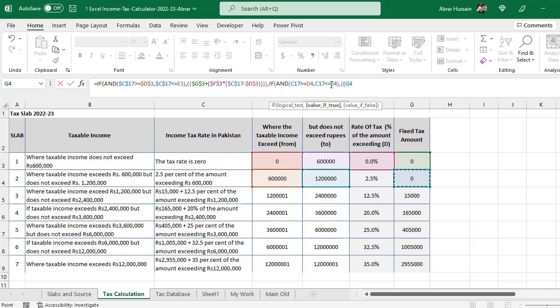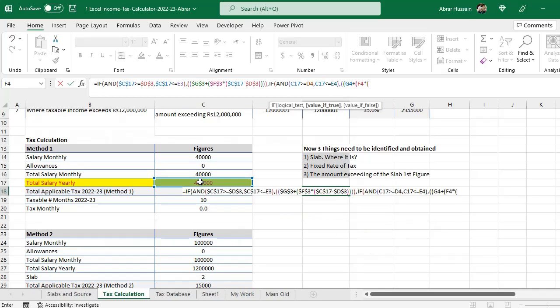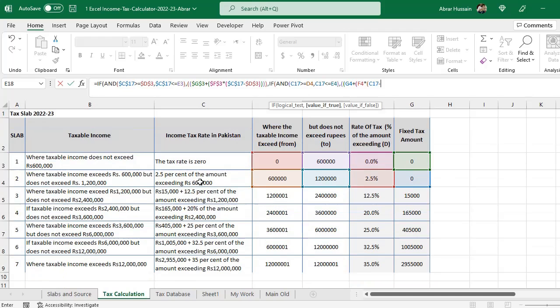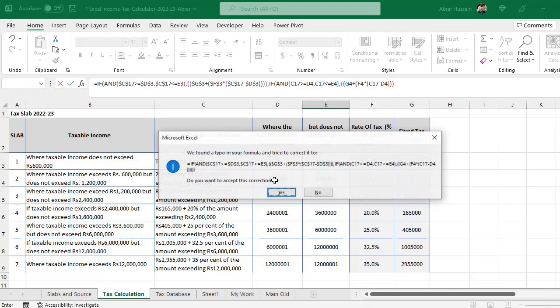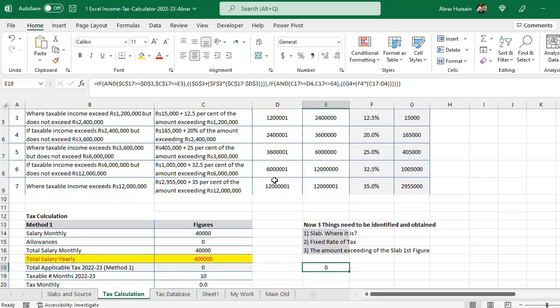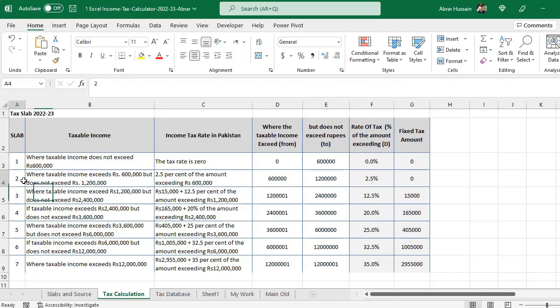So if this condition is true, just calculate the fixed amount plus 2.5% of the amount, multiplied by the amount that is exceeding 6 lakh. So the amount exceeding 6 lakh is this minus this, then bracket close. So we have added now two conditions. Two conditions, the second one is also there.